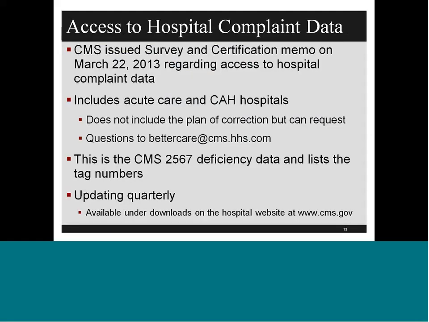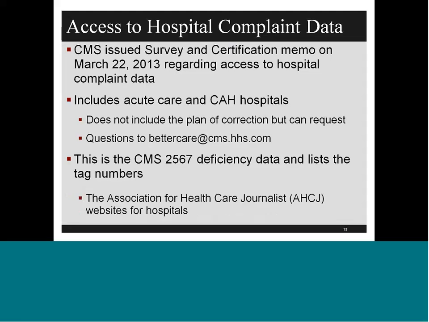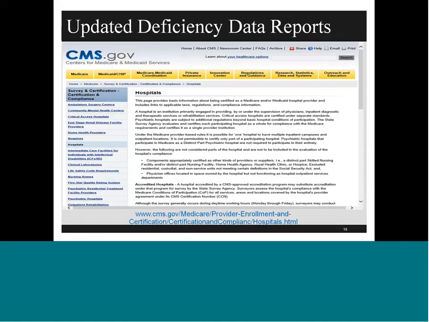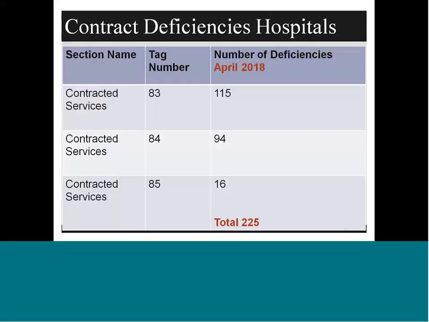And we're going to show you some data. CMS has been collecting data and publishing it for hospitals since March of 2013. And in fact, on the bottom of slide 15 is the website where you can get the deficiency data. And this is the most recent report. And for our 3 tag numbers in the hospital manual, which is tag 83, 84, and 85, you can see that we have about 225 tag deficiencies for these 3 tag numbers.